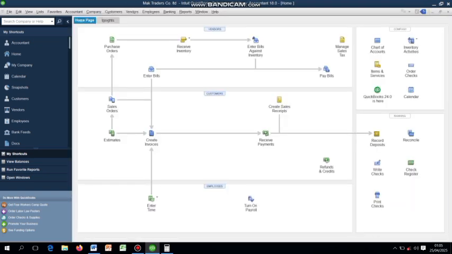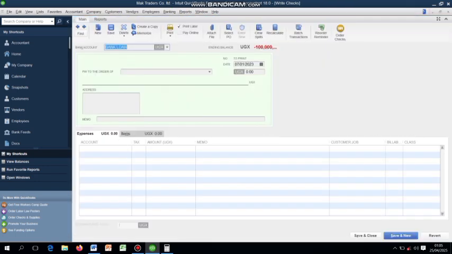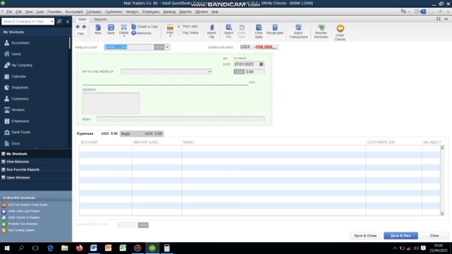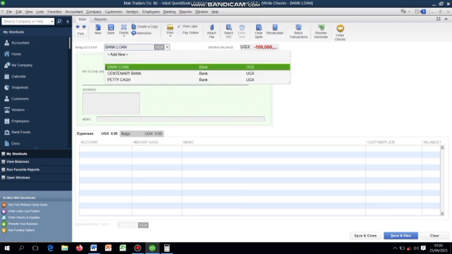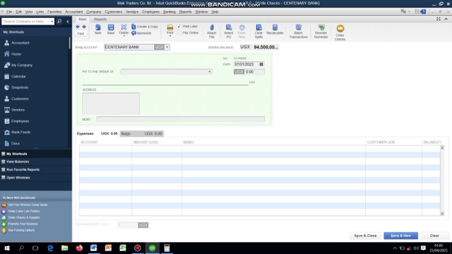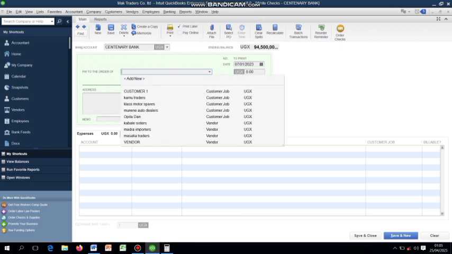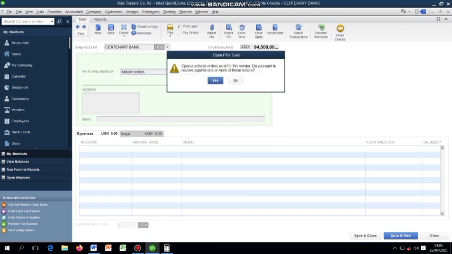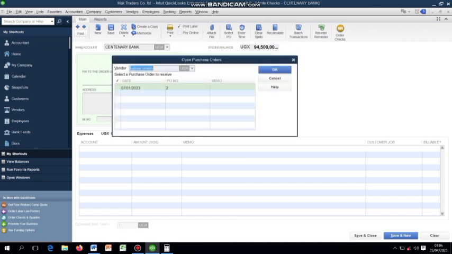But it says motorcycles by check from Cavalry Sisters. So I'll come here to banking. Then I write a check. This is the bank account, I'll go to another bank. I change the date, this is on 7th January. So I'll do pay to the order of Cavalry Sisters. I select add him. I do OK.